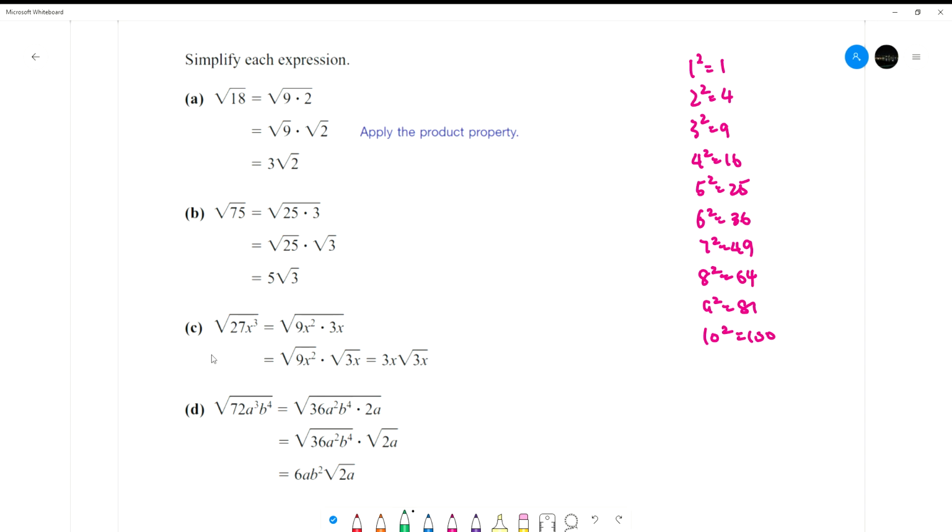Next part, C. Square root of 27x cubed. I see that 9 is the largest perfect square. So I do 9 times 3, right? As you can see here, that's the 9 and the 3. Now look at the x cubed.